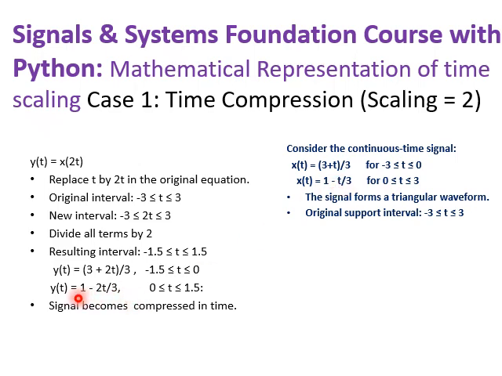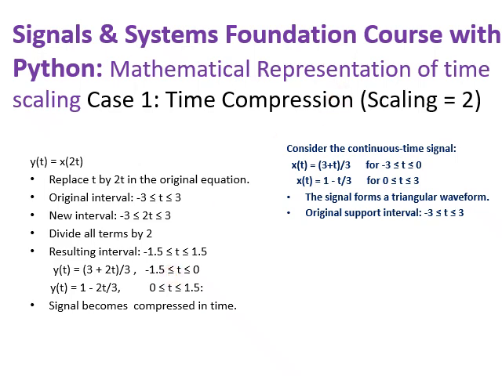Similarly, for the second part of the signal, again you replace t by 2t, so you have 1 minus 2t, and the interval is obtained from 0 to 3 divided by 2. So 0 divided by 2 results in 0, 3 divided by 2 results in 1.5, and 2t divided by 2 is t. So for the second segment, t is equal to or greater than 0 and less than or equal to 1.5. In this way the signal becomes compressed. Okay, so that I have shown you in the first figure.